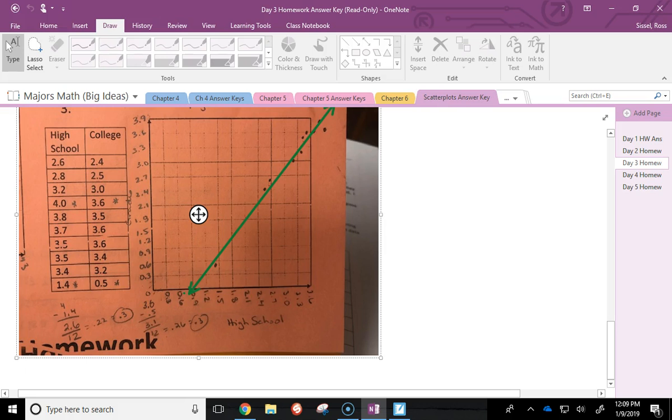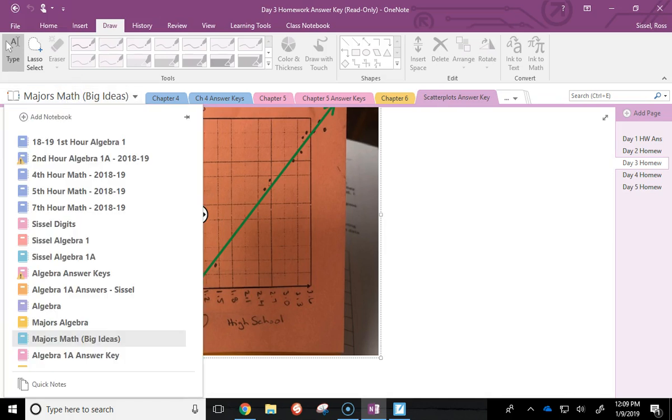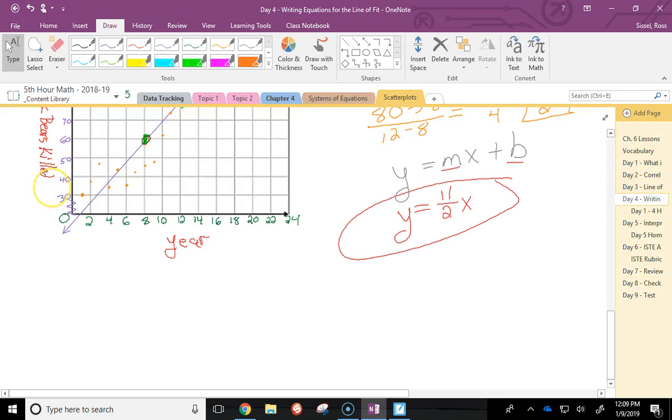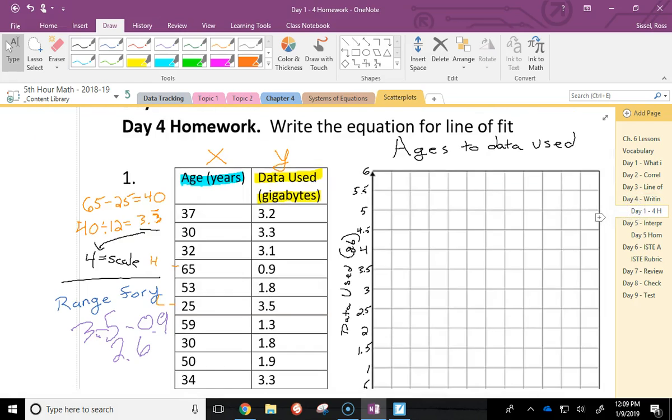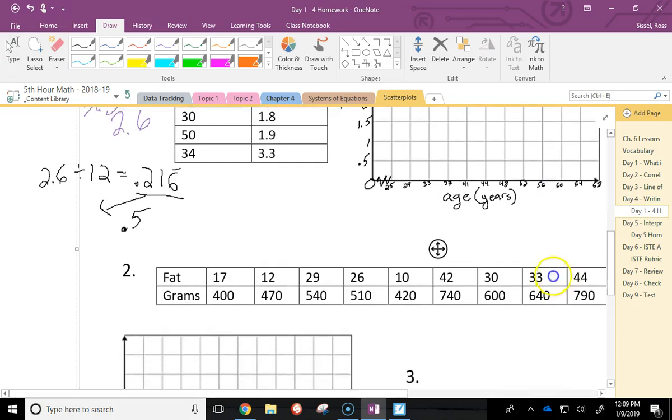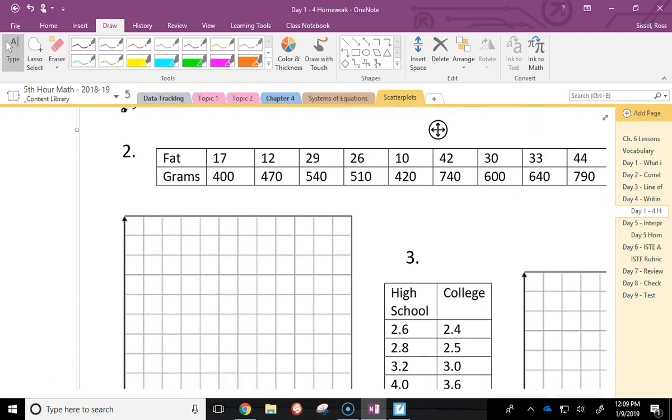Okay. I'm going to stop there for today. Your homework for tomorrow: you go to the homework page. There were our 3 graphs that we went ahead and did. We did our line. You need to write the equation for each one. Okay?